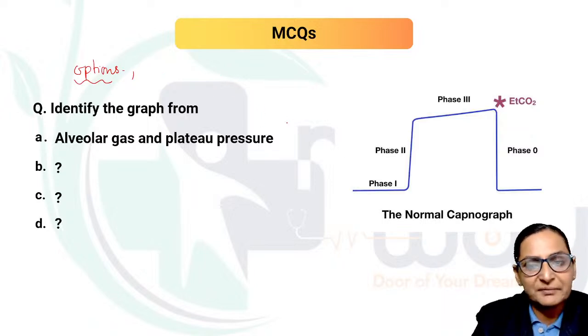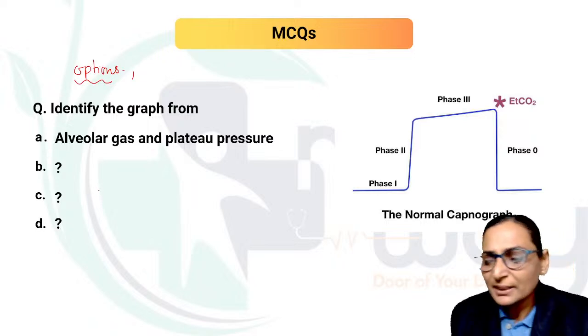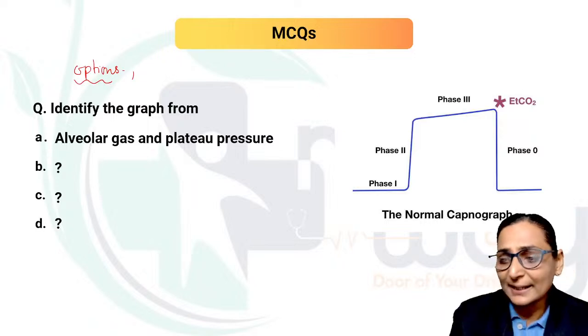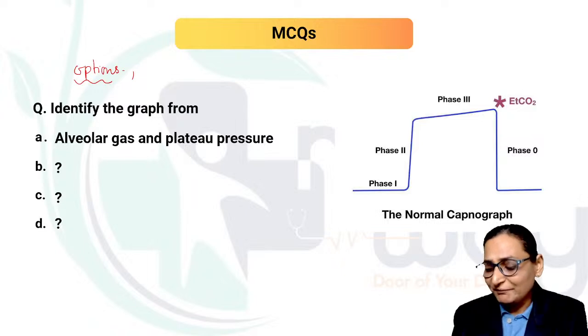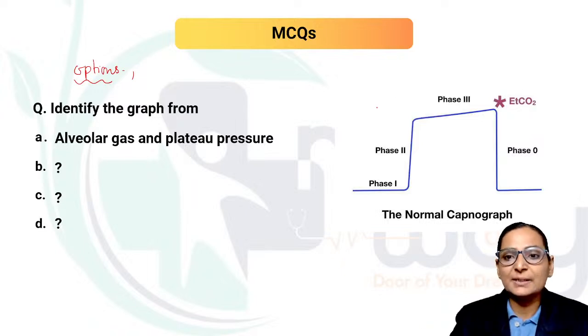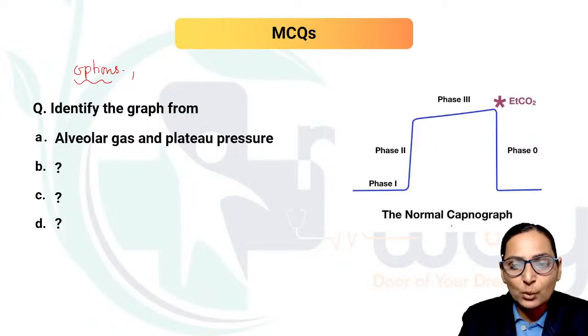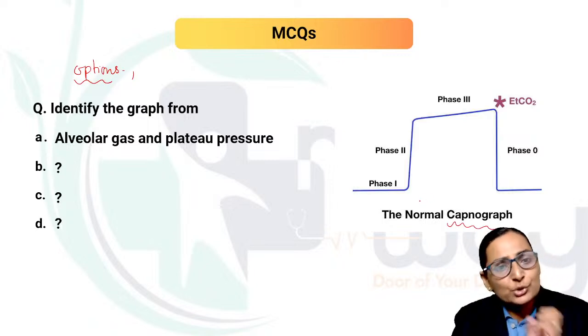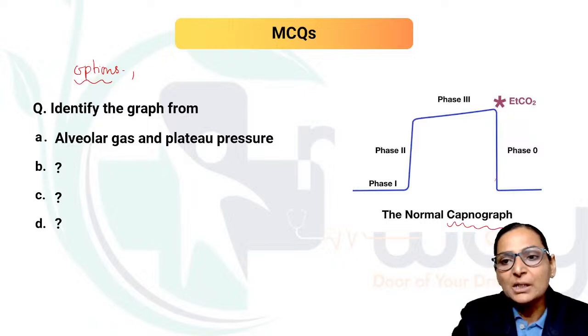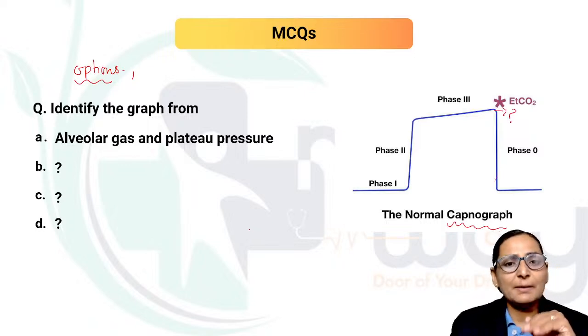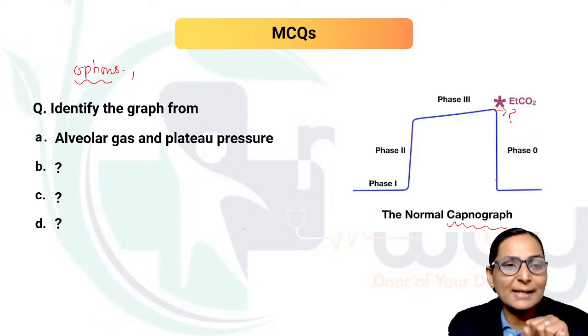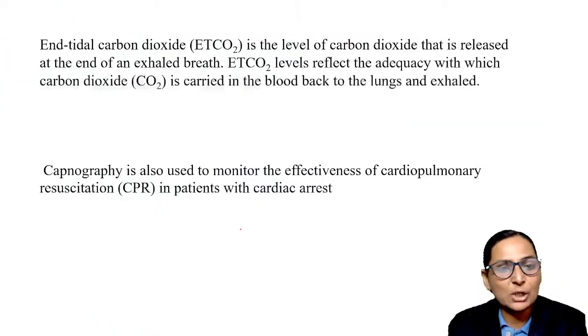Identify the graph. I could not get the options. If you have them, you can let me know so that I can add them and do the final correction from my side. So this was the graph which was shown, and this graph is basically a graph of a capnograph. I don't know what was exactly asked to you, but usually the question asked here is where is the maximum carbon dioxide level?